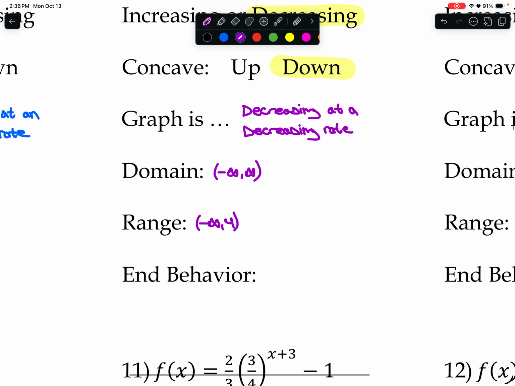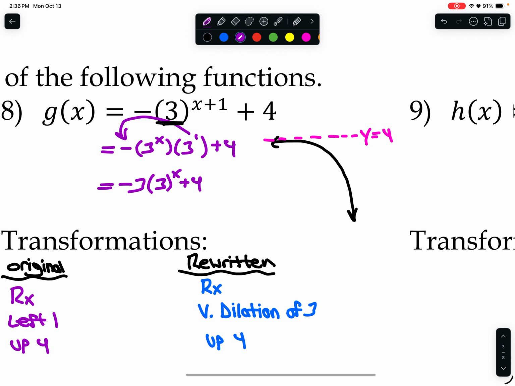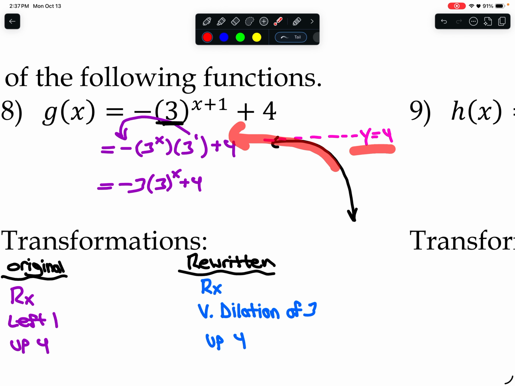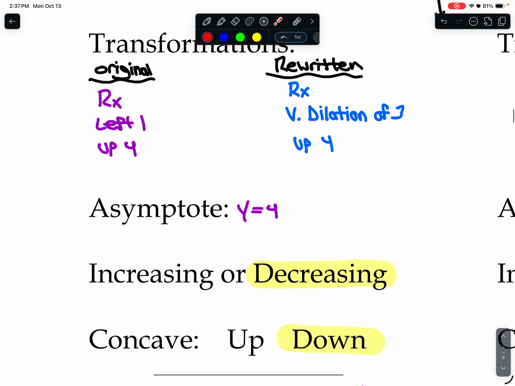Okay, and then my end behavior. As I go to the left, I'm leveling off, so I would get closer and closer to my horizontal asymptote. And then as I go to the right, I'm going down towards negative infinity.